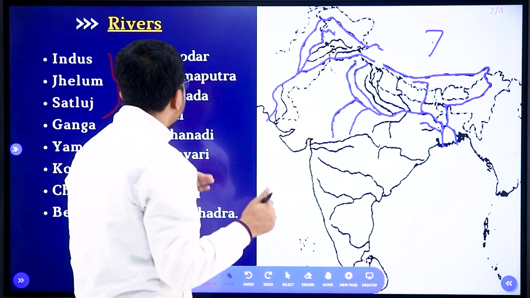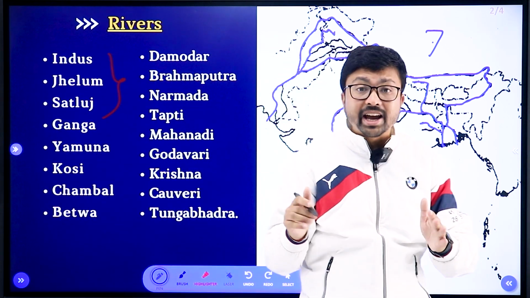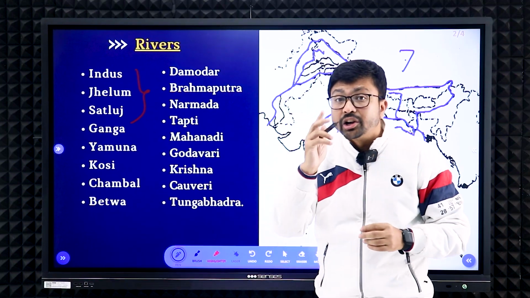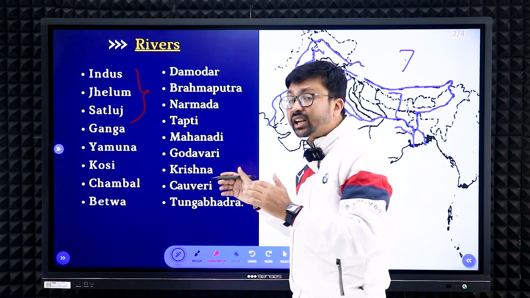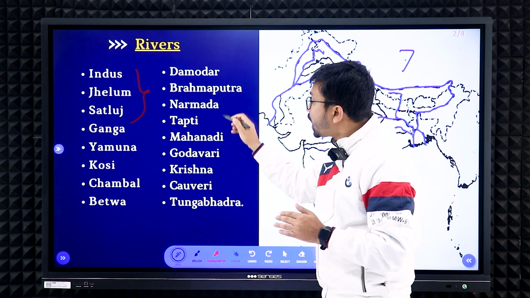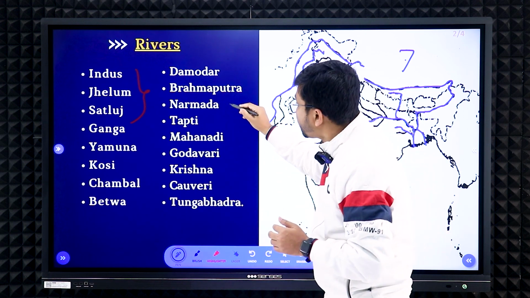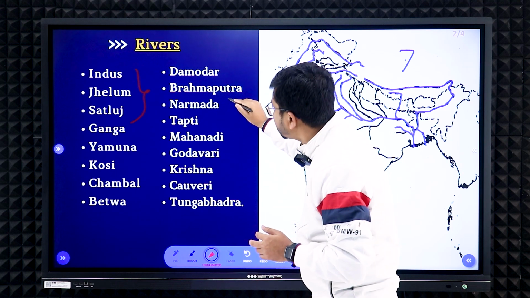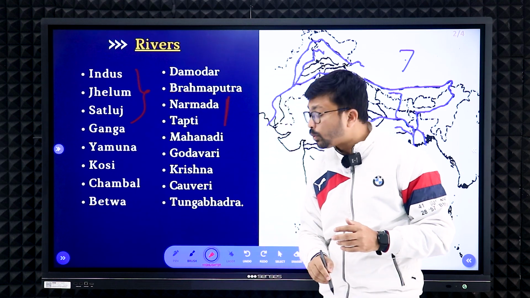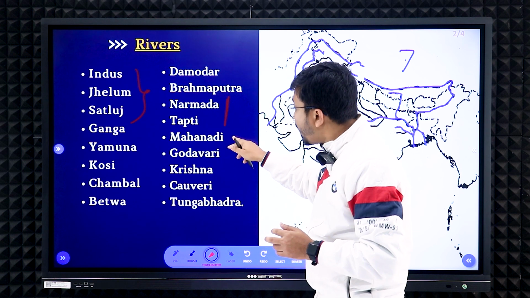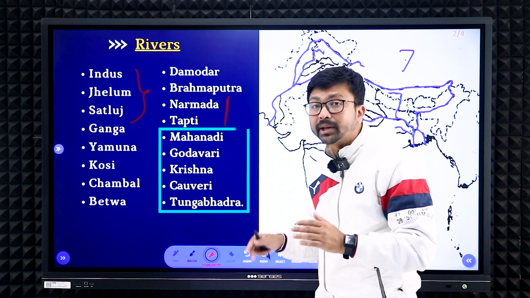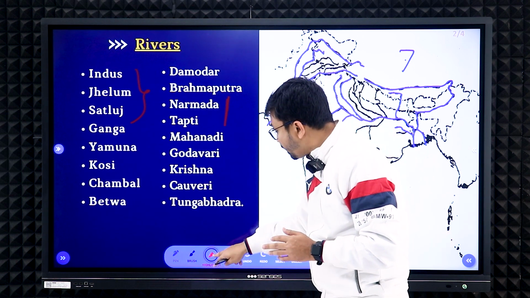Now let's go with the South Indian rivers. Again, as I said, South Indian rivers are further divided into two groups according to flow direction. Narmada and Tapi are the western flowing rivers. I repeat, Narmada and Tapi, these two are the western flowing rivers, right? And next, Mahanadi, Godavari, Krishna, Kaveri, Tungabhadra, those are the eastern flowing rivers, right?